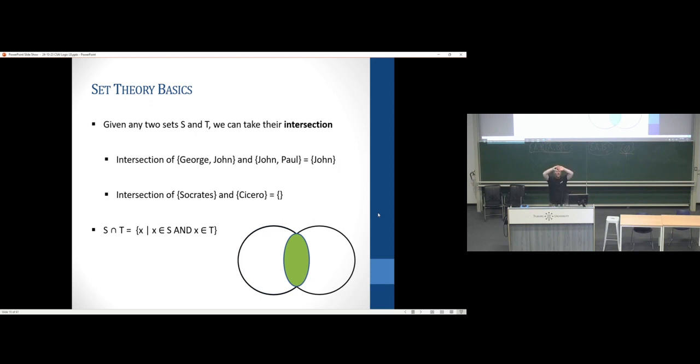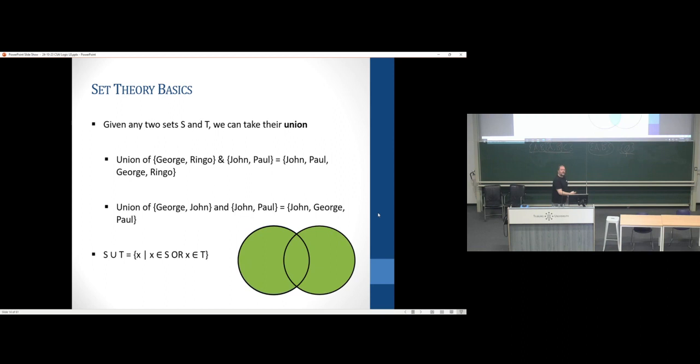So again, intersection is finding the overlap. Who's in both sets? The intersection of the set with George and John and Paul is just John. Now let me stress, when I'm saying it's just John, what I really mean is it's the set with just these members. The same thing too, to go back a slide, with the union.